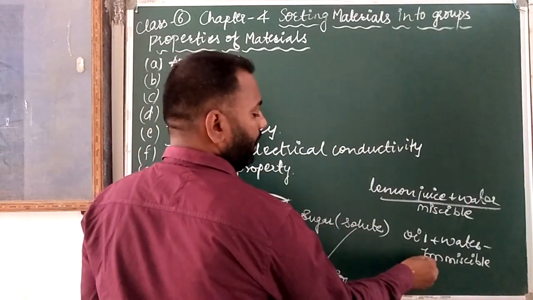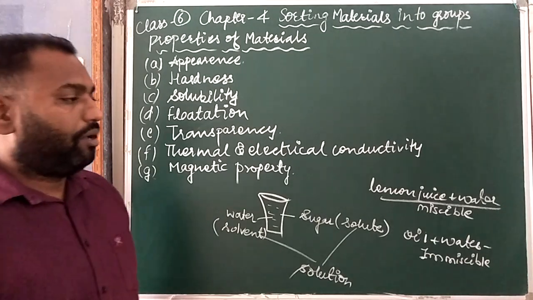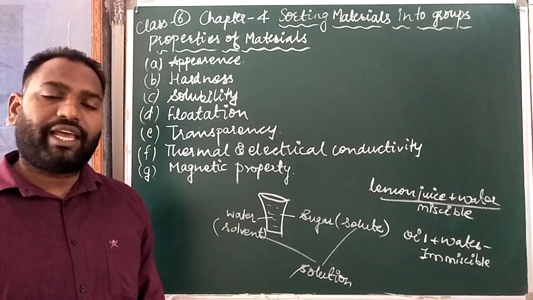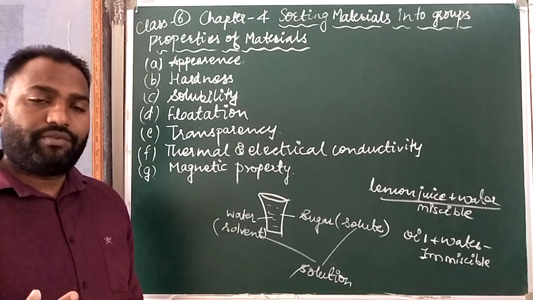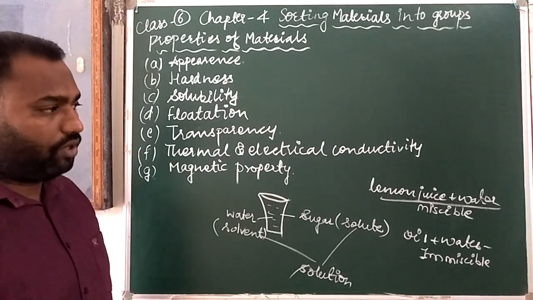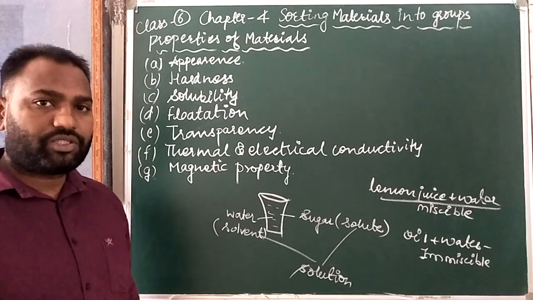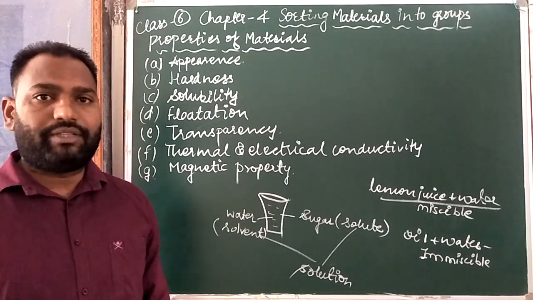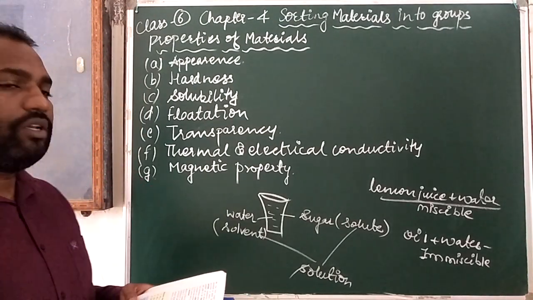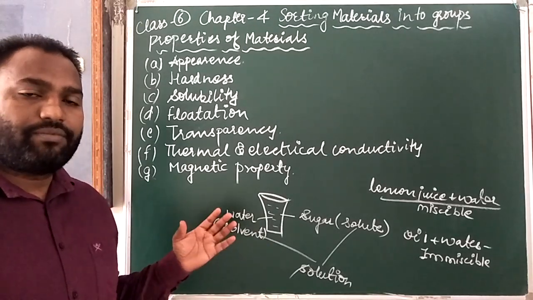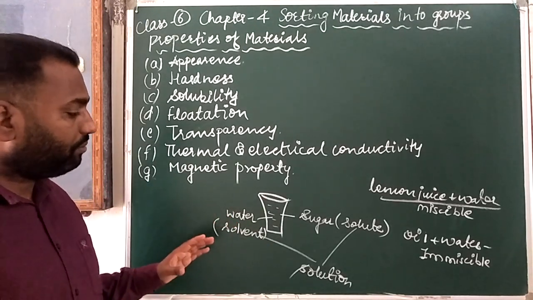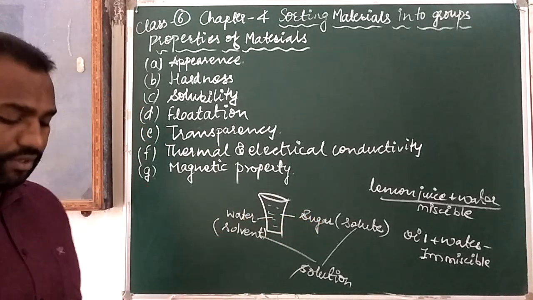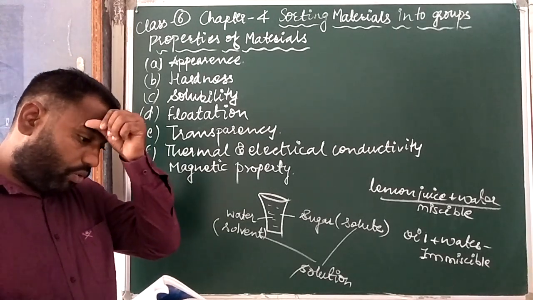I hope you understood. The word miscible is generally used for two liquids which can mix with each other. Immiscible means two liquids which cannot be mixed with each other. The word soluble is generally used for solid substances dissolving in a solvent. So they are known as miscible liquids.